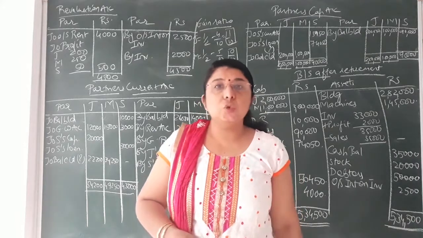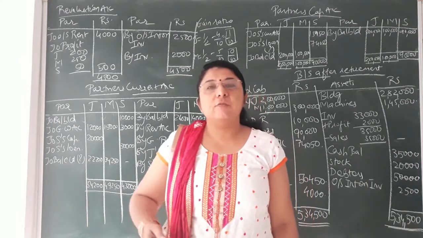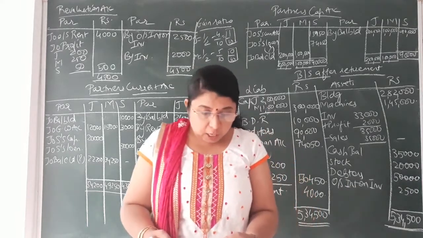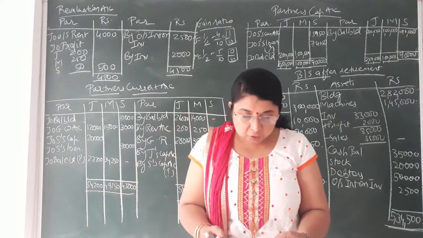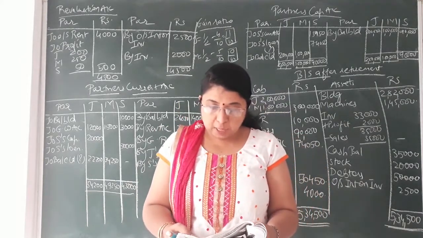page number 267. So first of all, let us read the question and then afterwards we'll move on with the practical solution of it. Jaya, Mamta and Smruti are partners sharing profit and loss in the ratio of 2 by 5, 5 by 10 and 1 by 10.